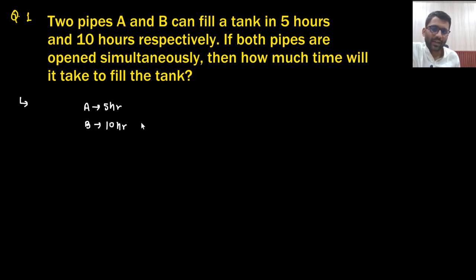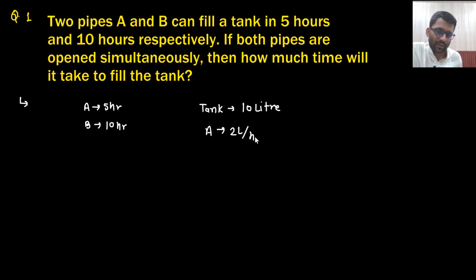So what I can do is take the LCM of 5 and 10. What is the LCM of 5 and 10? That is 10. So I am assuming the tank is of 10 liter. So A can give 2 liter per hour, right? And B can give 1 liter per hour. If both are working together, that means both will give 3 liter per hour. So in how much time will the tank be fully filled?